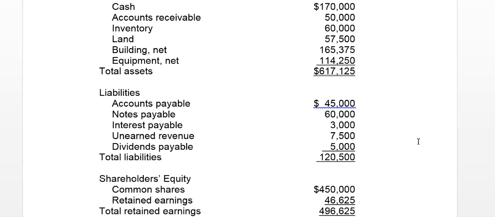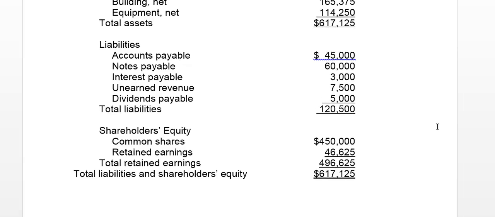And then with your shareholders' equity, yes, there is an order that we have. Your share capital goes first. In this case, we only had common shares as share capital and retained earnings. So notice that our total assets of 617,125 equal total liabilities plus total shareholders' equity, which is 496,625.